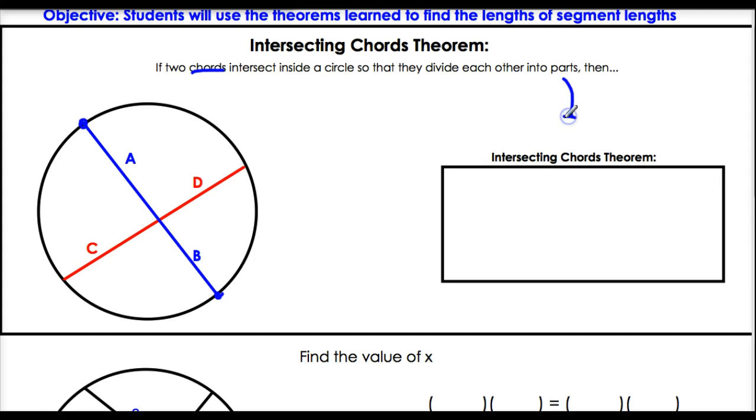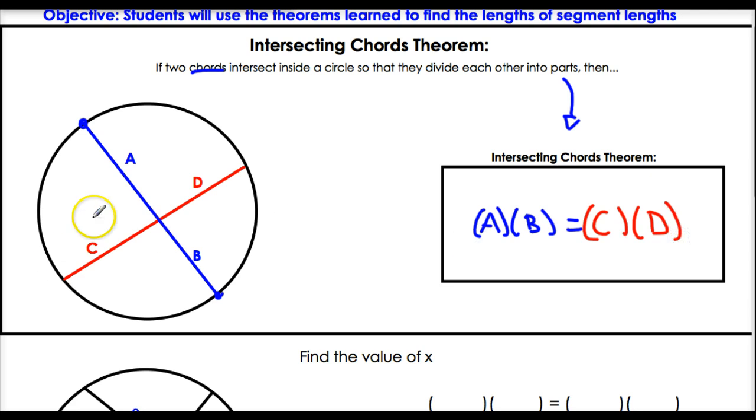Follow me down here. There's a formula you can use. A times B is going to be equal to C times D. And what does that even mean? What it's basically saying is, if you multiply the length of the first segment of the chord times the length of the other segment of the chord, that will be equal to the length of the first segment of the other chord times the length of its second segment.